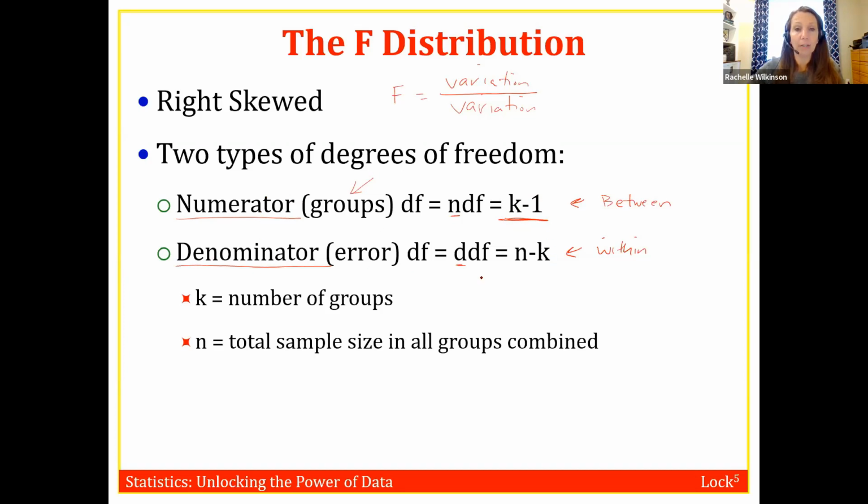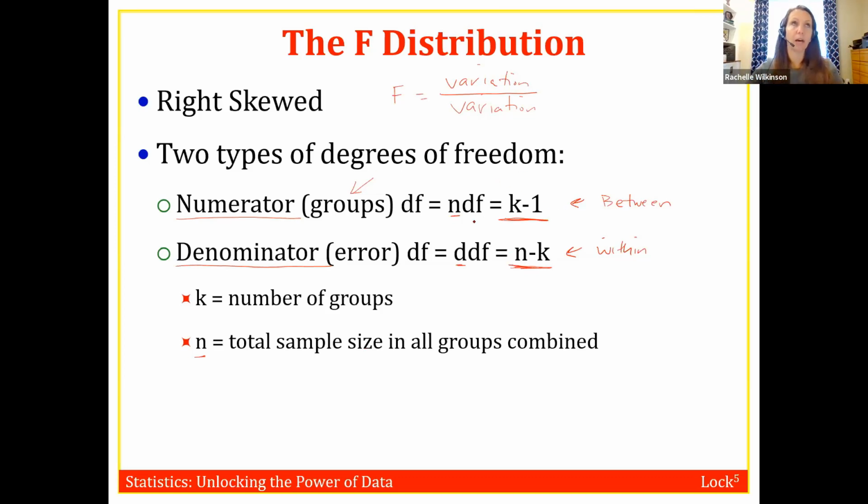And our denominator degrees of freedom is going to be equal to n minus k. Okay, and n is the total sample size in all the groups combined. So if you add up the number of observations in all the groups, then that's what n is.